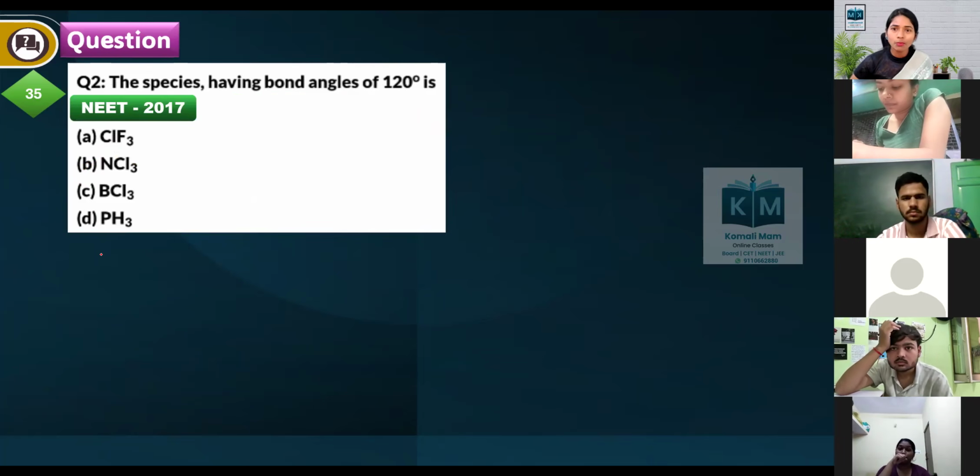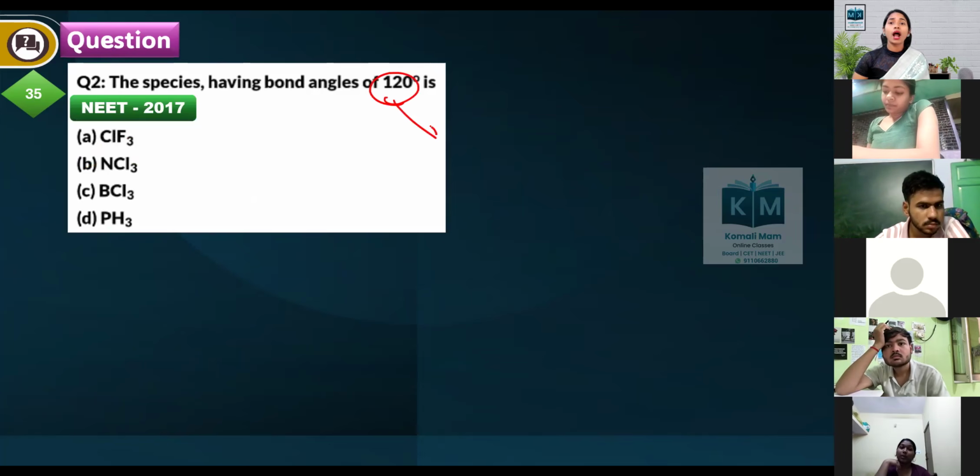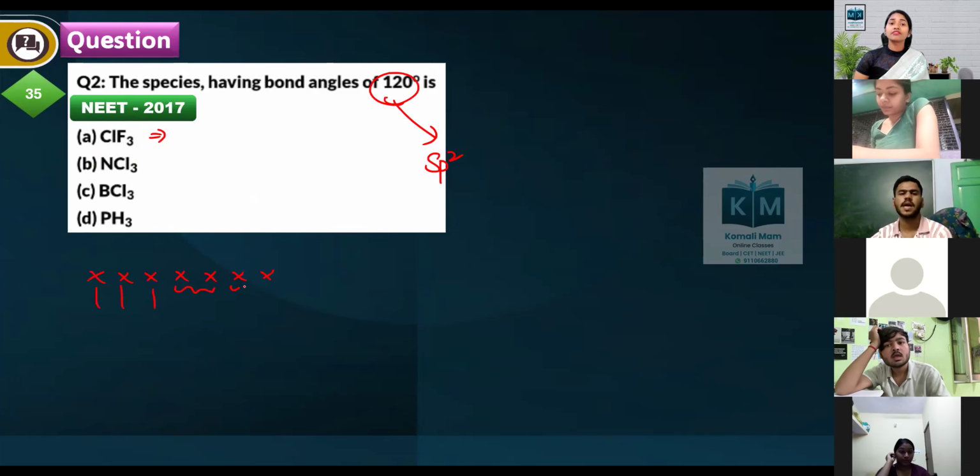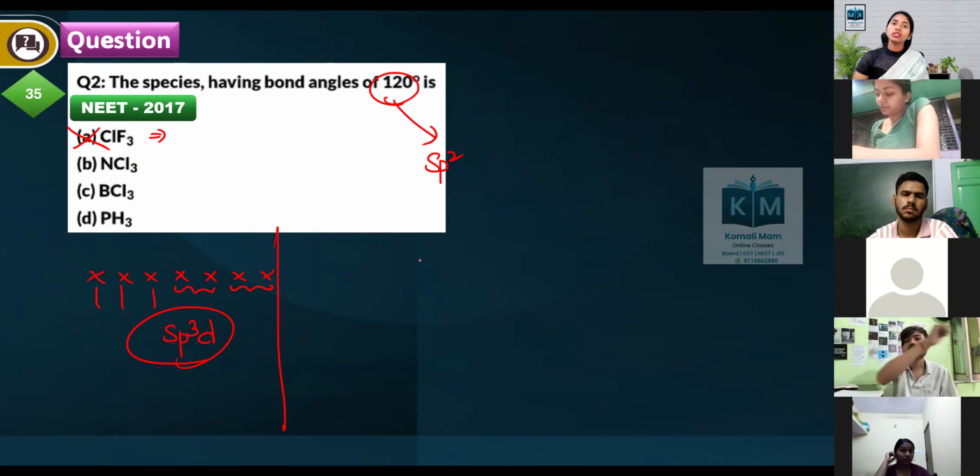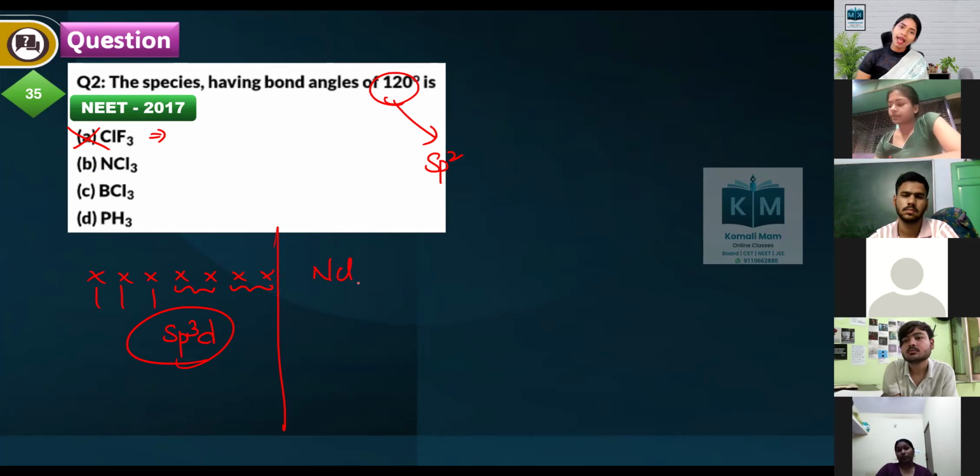The species having bond angles of 120 degrees. Which one? sp2 hybridization will give 120 degrees. ClF3: chlorine has 7 electrons, 1, 2, 3, 4, 5, 6, 7. What is the hybridization of ClF3? sp3d is the hybridization. So it is not 120 degrees. sp3d normally has a 120 degree angle, but here it is T-shaped, so not 120.